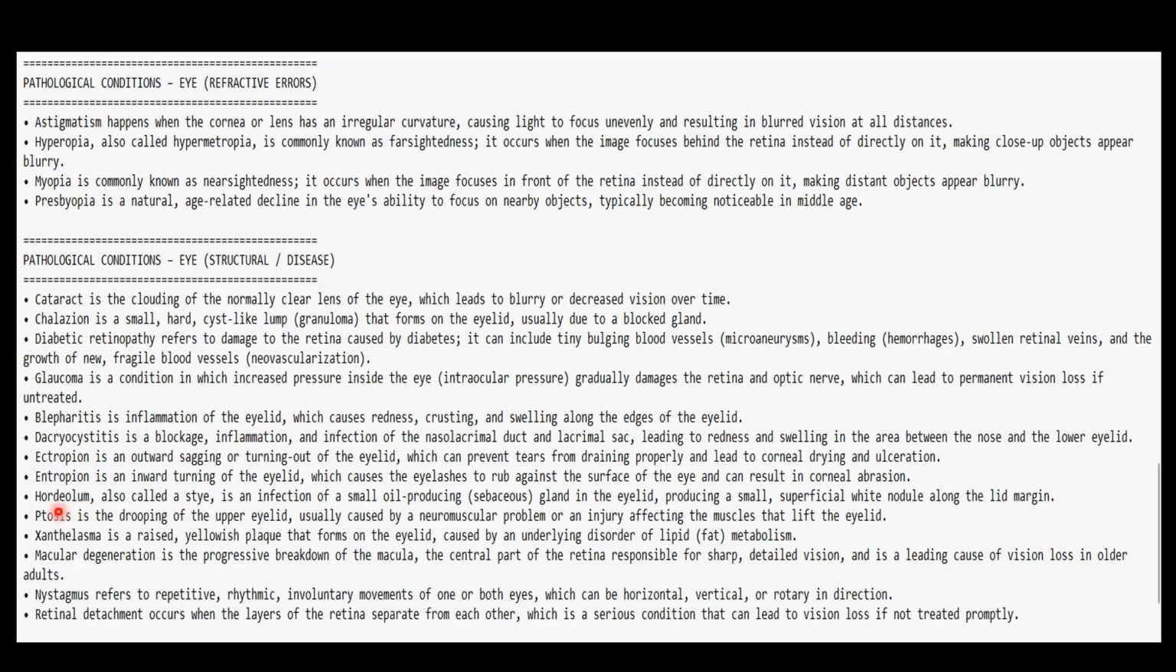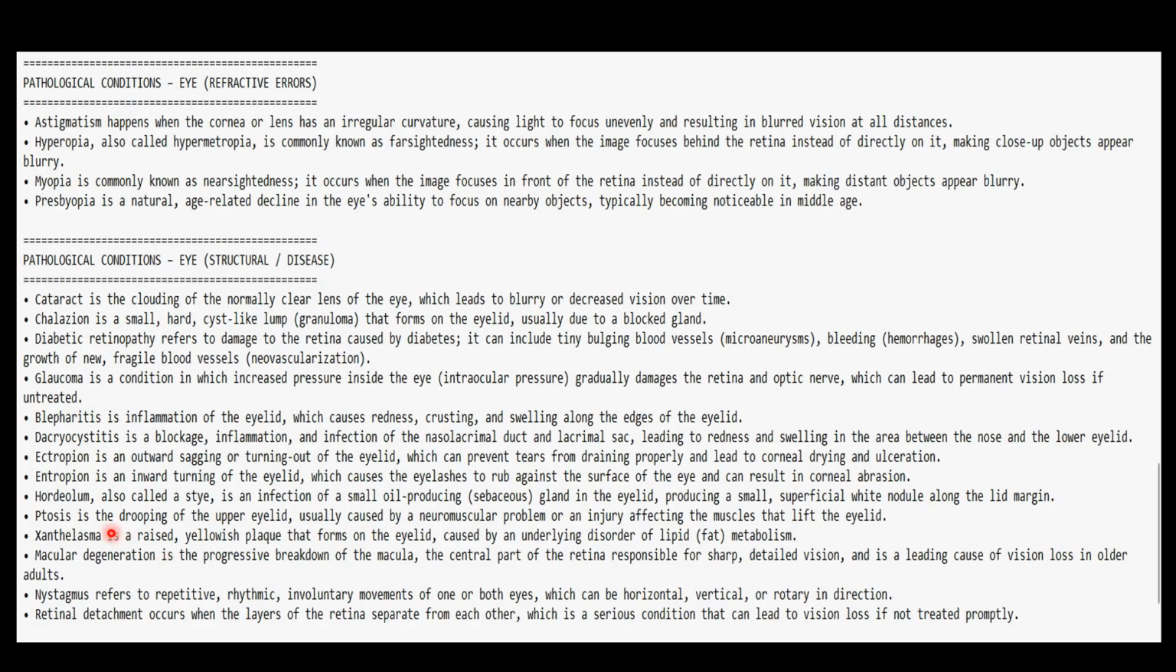Next we have chalazion, which is also called a sty. It is nothing but an infection of a small oil producing sebaceous gland in the eyelid, producing a small superficial white nodule along the lid margin.